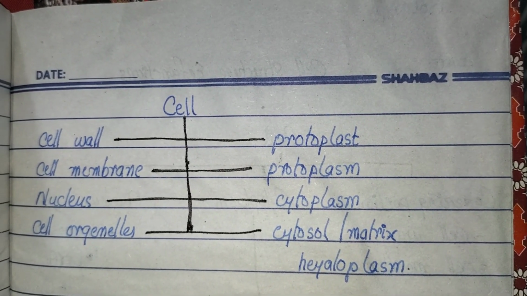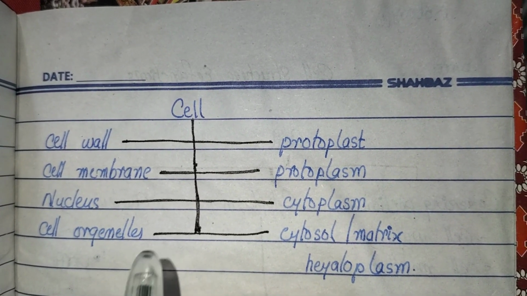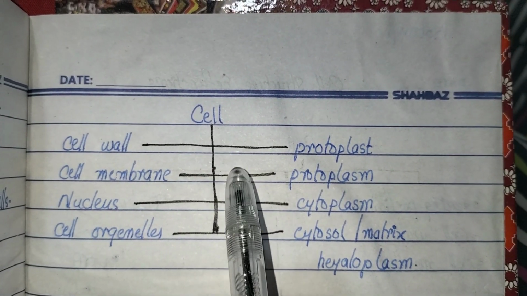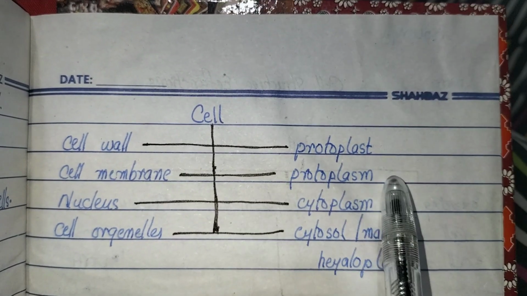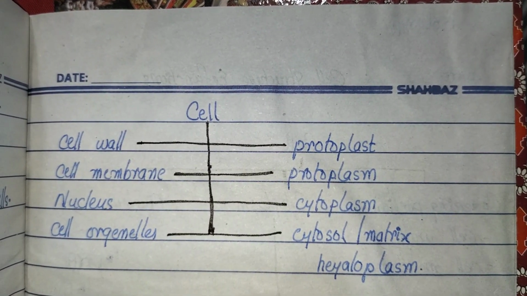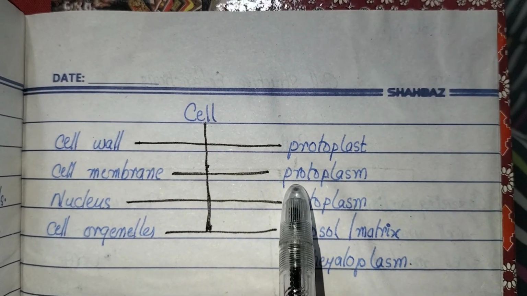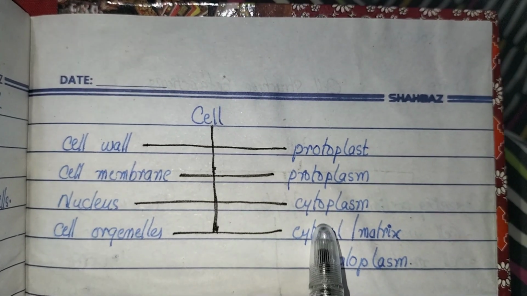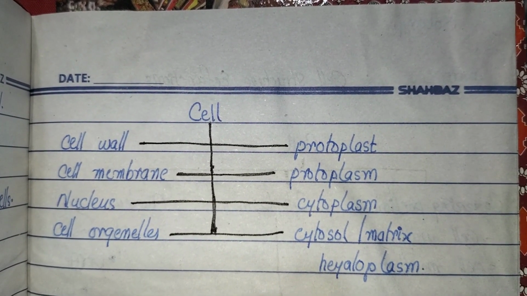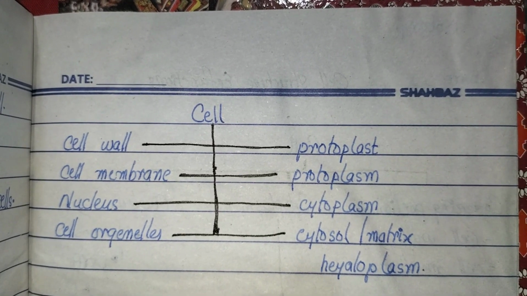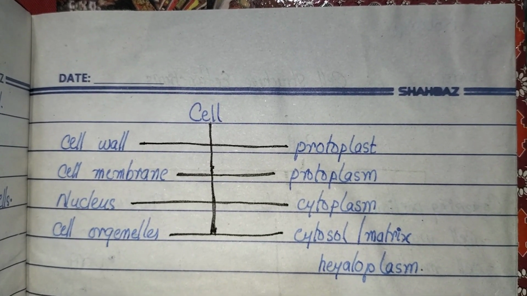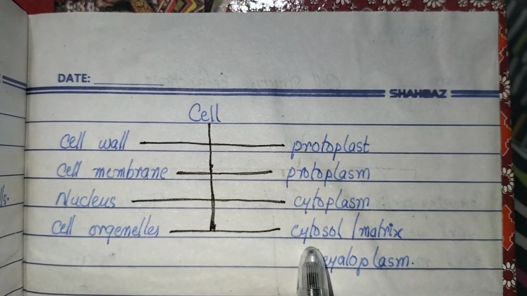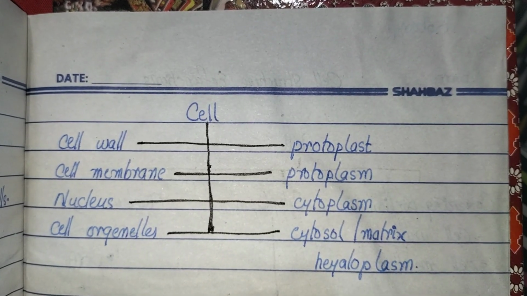So here we have a small chart of the cell. If we remove the cell wall from the cell, it becomes a protoplast. If we remove the cell membrane and cell wall both, it becomes protoplasm. When we remove the nucleus also, it becomes cytoplasm, meaning a cell which does not have cell membrane, cell wall, and nucleus is called cytoplasm. And when we remove the cell organelles, it becomes cytosol, or we can also say hyaloplasm.